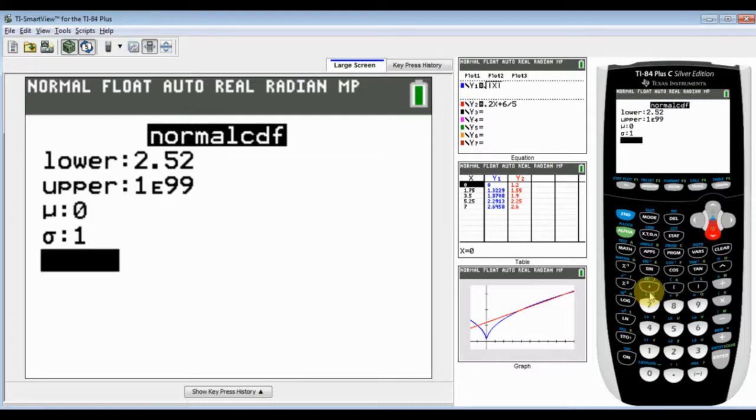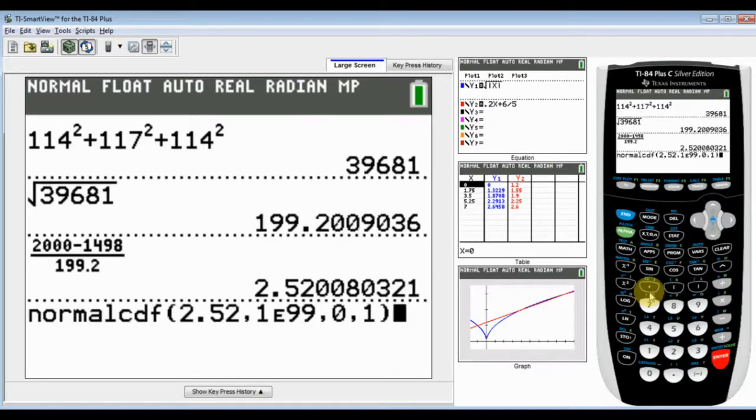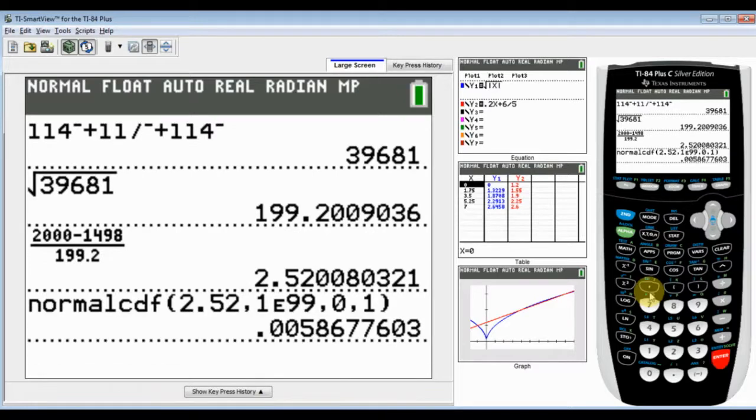How do we know when we're supposed to use negative 1e99? 1e99 is the far right side. Negative 1e99 is the far left side. So if you want the left tail, you're going from negative 1e99 to a z-score. If you want the right tail, you're going from a z-score to 1e99. Right now we want the right tail.